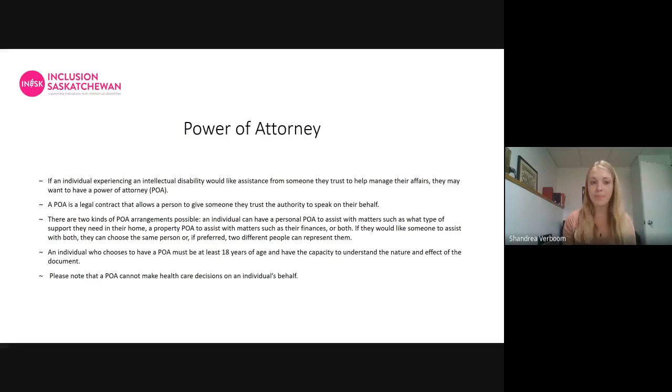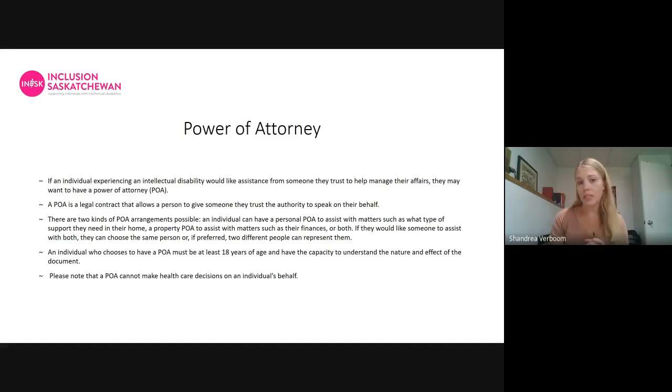Essentially, an individual needs to be 18 years of age in order to have someone as their power of attorney. A power of attorney can only be made by somebody who can understand the nature and effect or impact of that document. There's two areas of a power of attorney: personal and property. I'm sure you can guess what some of those personal affairs would be, which would be supporting somebody to maybe hire a cleaner in their home, or what their support will look like, or things like that. And then the property power of attorney oversees more of those financial matters.